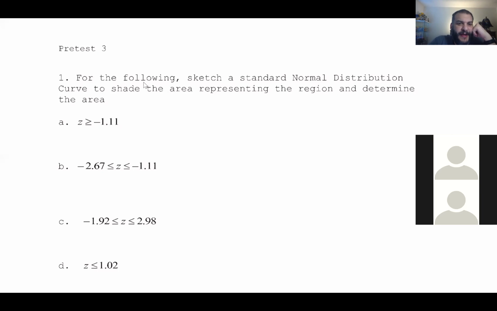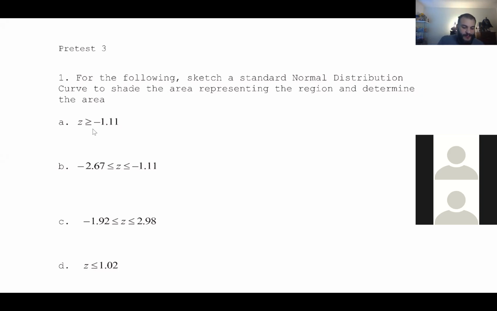All right, so let's go over this pre-exam. Let me go ahead and share my screen. All right, so let's do number 1. It says for the following, sketch a standard normal distribution curve to shade the area, represent the region, and determine the area. So right here we have to shade the normal distribution, and then you have to find the area.